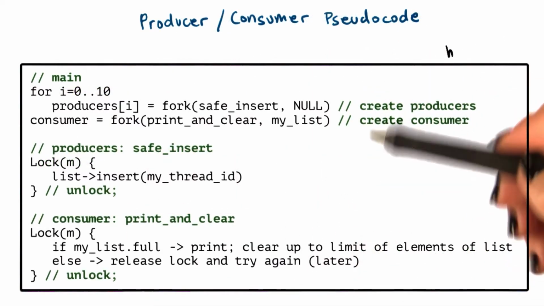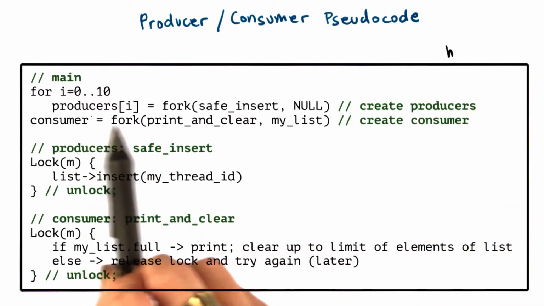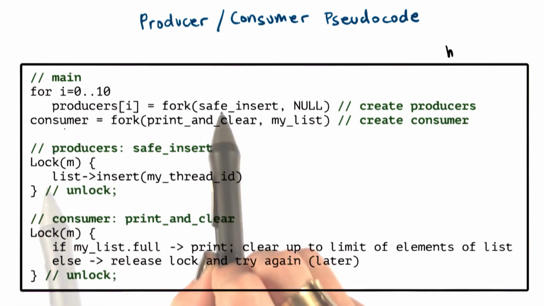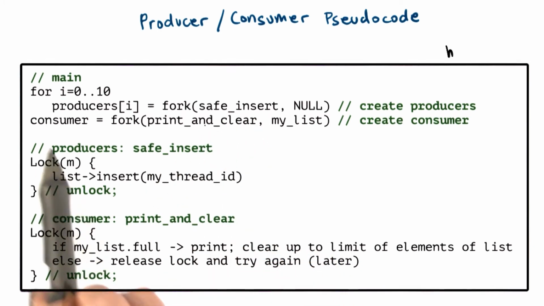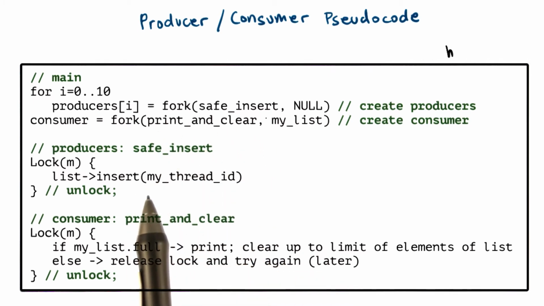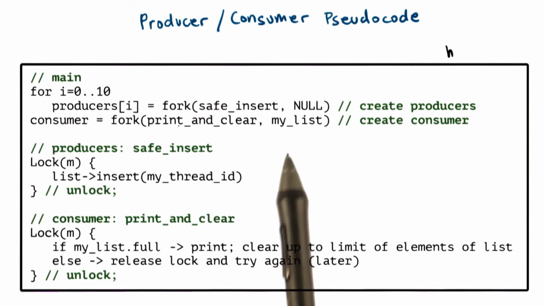Let's look at this producer-consumer pseudocode example. In the main code, we create several producer threads and then one consumer thread. All of the producer threads will perform the safe insert operation, and the consumer thread will perform an operation print and clear the list. And this operation, as we said, needs to happen once the list is full only.